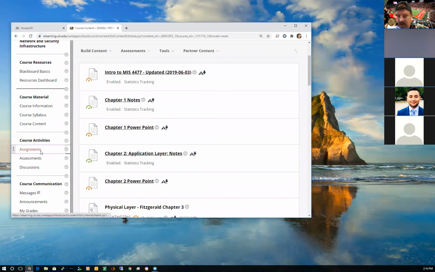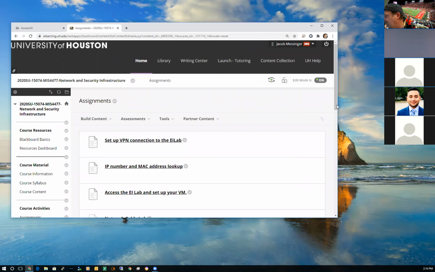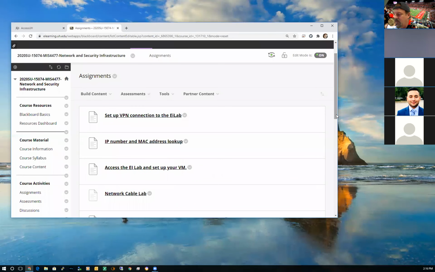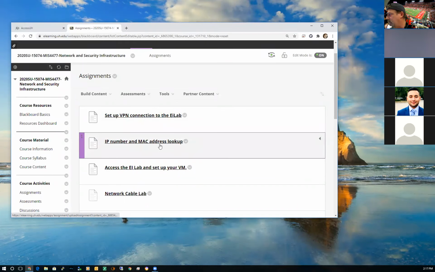So those assignments, let's just look at them real quick, okay, guys? Even if you haven't been able to successfully get the VPN working, I still need those screenshots. Some people are emailing me and saying, well, I couldn't get it working. Okay, well, submit that as the assignment so I can see what part you got stuck on. Submitting the VPN connection to the EI lab, or setting it up, excuse me. IP number and MAC address lookup, you should have already done that one. Access to the EI lab, these two right here go hand in hand. They have to be done together.